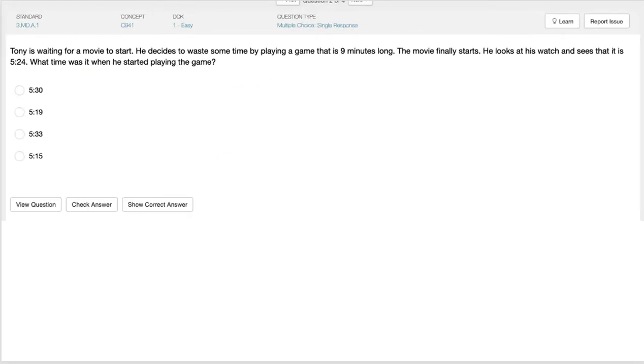The next one, Tony is waiting for a movie to start. He decides to waste time by playing a game that is 9 minutes long. The movie finally starts. He looks at his watch and sees that it is 5:24. What time was it when he started playing the game? So it's 5:24, 9 minutes ago. What time was it? So again, it's 5:24, we're going back 9 minutes, so we don't need to worry about the hours. The hours aren't going to change.